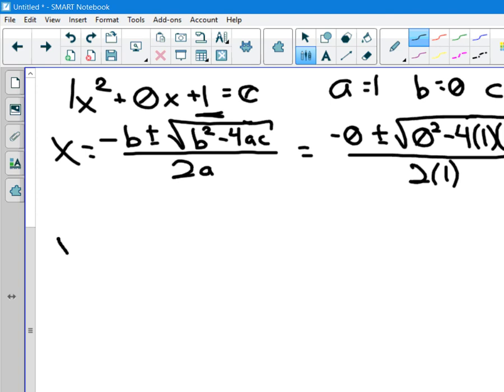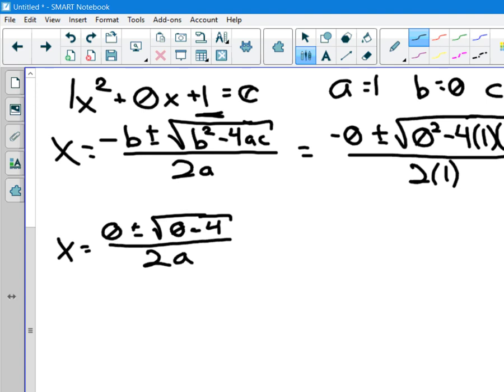Now simplify. The opposite of 0 is just 0, plus or minus the square root of 0 squared, which is 0. 4 times 1 times 1 is just 4. And 2a, or sorry, 2 times 1 is just 2. Simplify just a touch more, you get 0 plus or minus the square root of 0 minus 4, which is a negative 4, divided by 2.